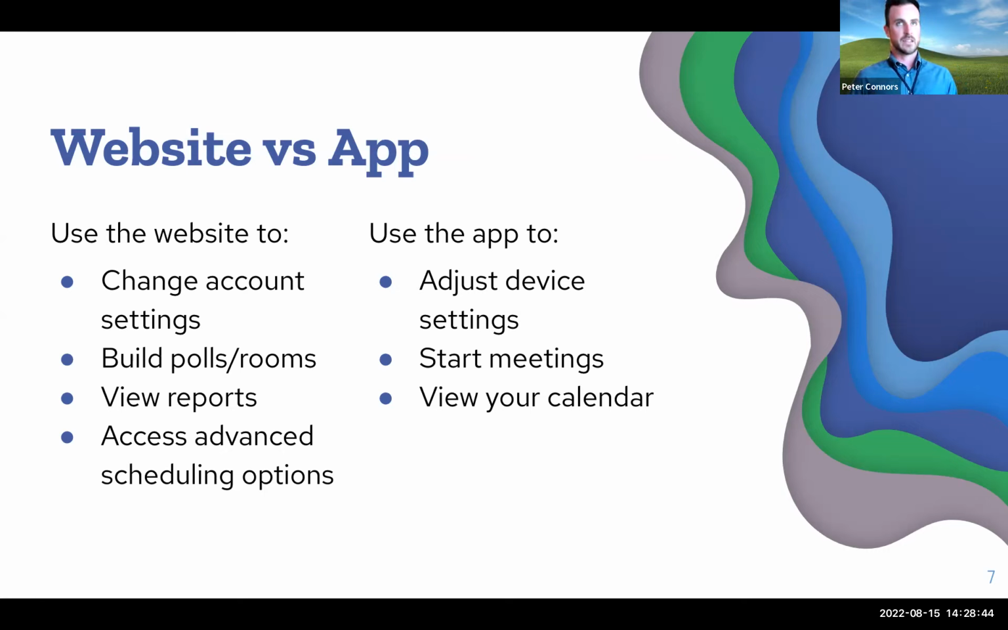So again, just think of them as two different places that affect things in slightly different ways. The app is really where you are when you are in a meeting, and the website is more where you go to change your account level settings. So I think those top two bullets are the most important ones. Account settings happen in the website; device settings and actual meetings happen in the app.